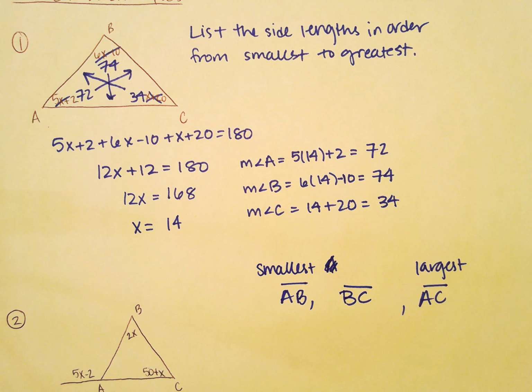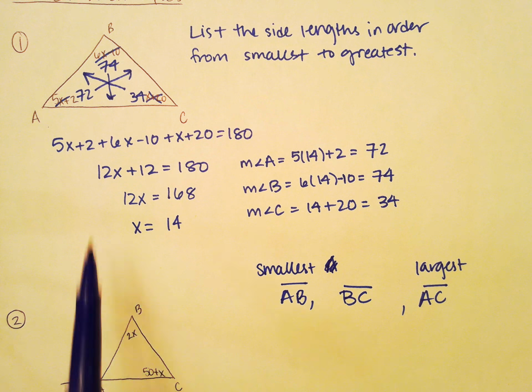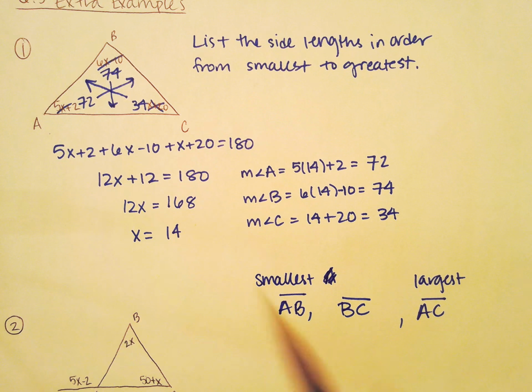Okay, so it's the same idea that we just did with listing the angles in order from smallest to largest. This is listing the sides, but we need to know something about our angles. So that might mean that we have to solve for a triangle first, rather than just looking at the angles. We might have to do something for it first.